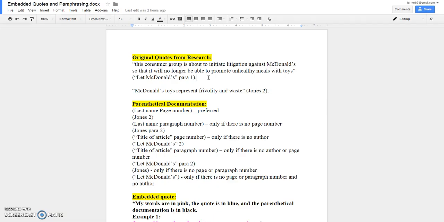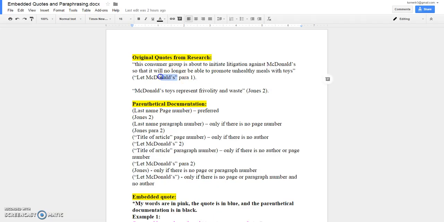So for this example, I have this quote: "This consumer group is about to initiate litigation against McDonald's so that it will no longer be able to promote unhealthy meals with toys." And then my parenthetical documentation that came after it has parentheses, quotation mark, "let McDonald's," close quotation mark, PARA1, close parentheses, period. So a couple things I want to note about this. The period is after the parentheses, not before, and not after toys.